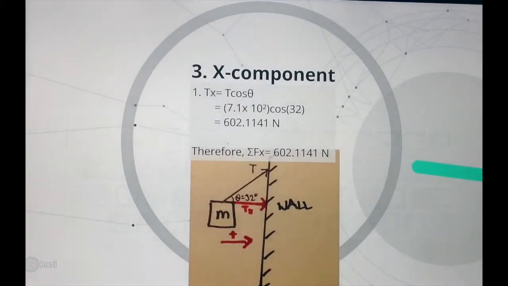The third step is to look at the x components. The force in the x component is the x component of tension, and this is the only force in the x component. To find this, we use the force of tension times cos theta, which gives us 602.1141 newtons. Since we established that left is negative and right is positive, the total force in the x component is positive.